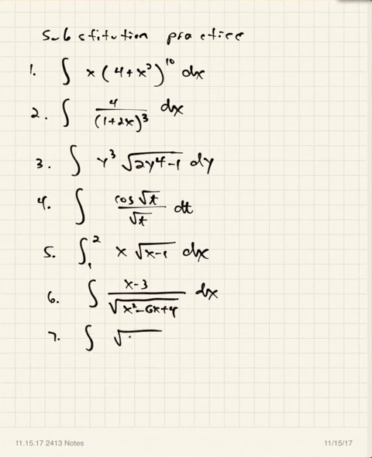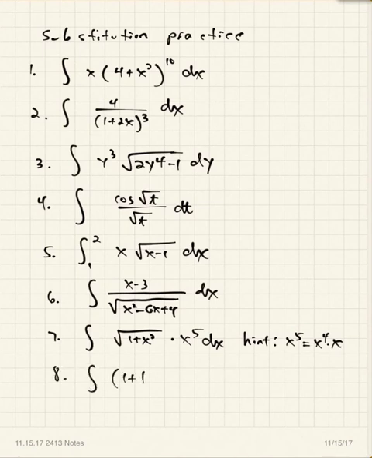This problem is an example of one of those special kinds of substitutions that I looked at the very end as we were working through these problems. And my hint on this problem is to rewrite x to the fifth as x to the fourth times x. All right, and you can work that problem out. And then finally, the eighth one, 1 plus tangent of theta to the fifth power times secant squared theta d theta. These would be great practice problems for substitution.